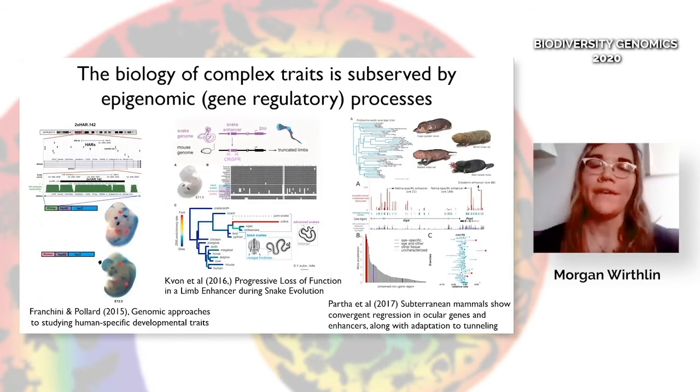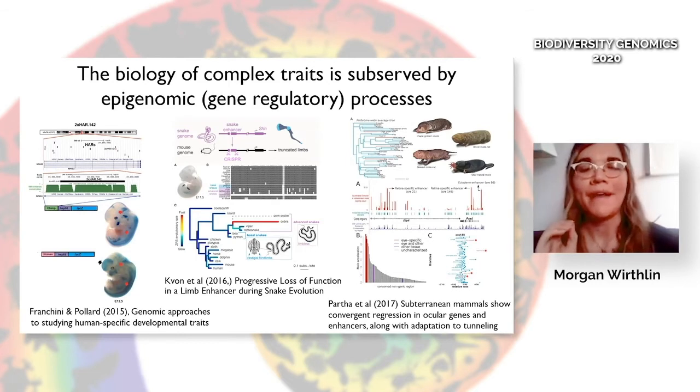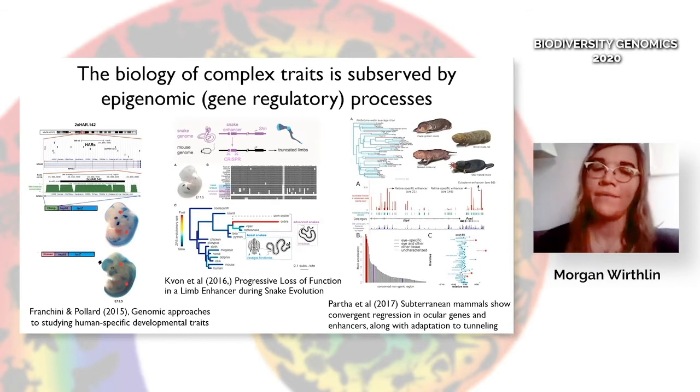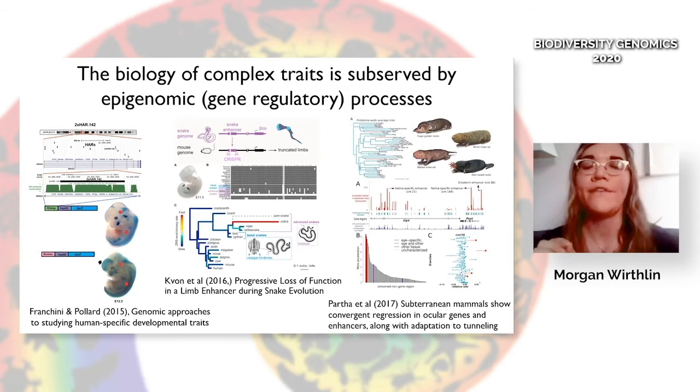So a truth that's beginning to emerge is that the evolution of complex traits is not governed by changes in protein coding genes themselves, which are largely conserved and comprise just 2% of our genetic material, but rather these gene regulatory epigenomic processes, which fill the other 98% of our genome.